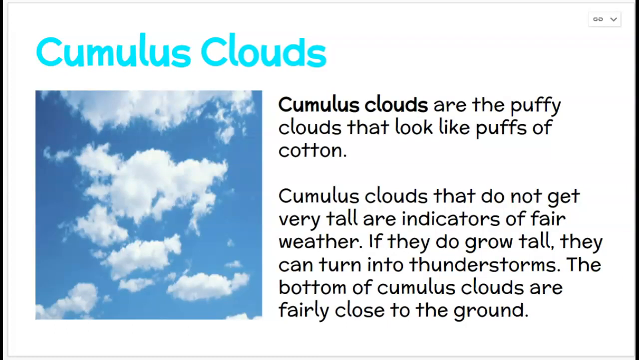Cumulus clouds are the puffy clouds that look like puffs of cotton. Cumulus clouds that do not get very tall are indicators of fair weather. If they do grow tall, they can turn into thunderstorms. The bottom of cumulus clouds are fairly close to the ground.